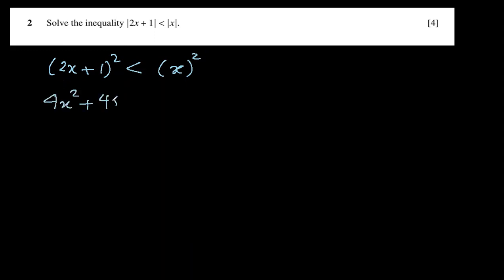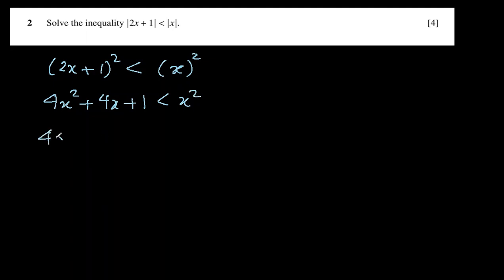Question number 2. Solve this absolute inequality. Both sides have absolute signs. So let's do what? Let's square both sides. So 2x plus 1, when it is squared, there's no need for absolute, because after squaring, both of them become positive. So we'll expand this. 4x squared plus 4x plus 1, rather, less than x squared.